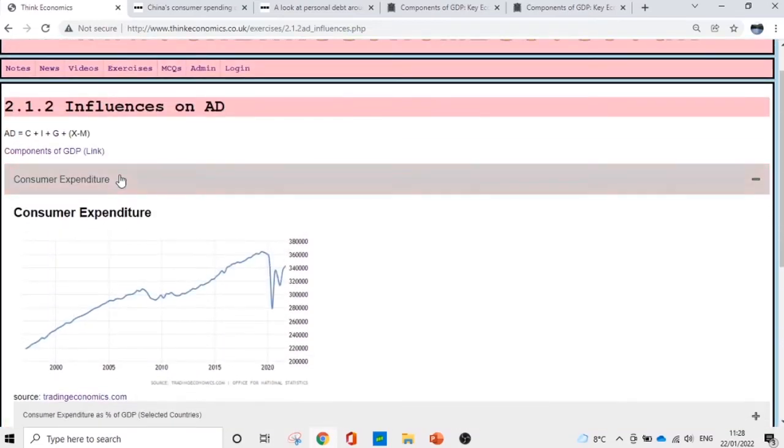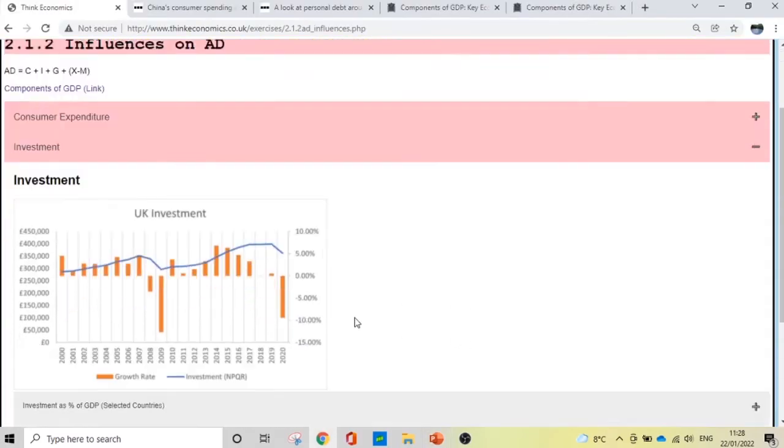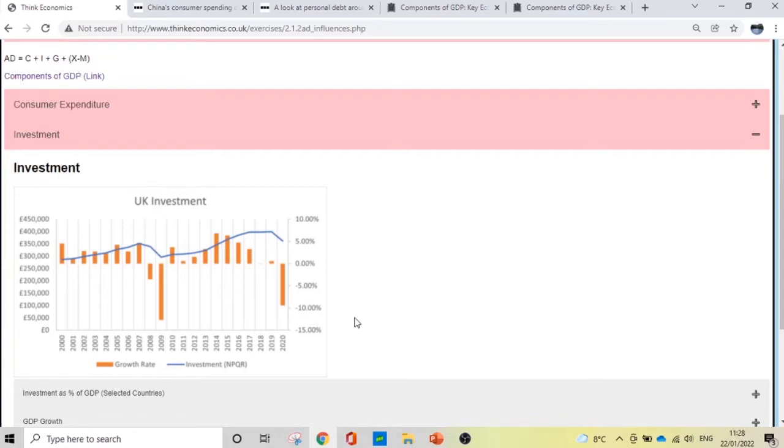Now, the next one that's interesting is investment. Investment is defined as businesses purchasing new capital equipment for themselves. Okay, so it's not consumers spending the money; it's businesses saying, "I want to buy these new bits of kit."